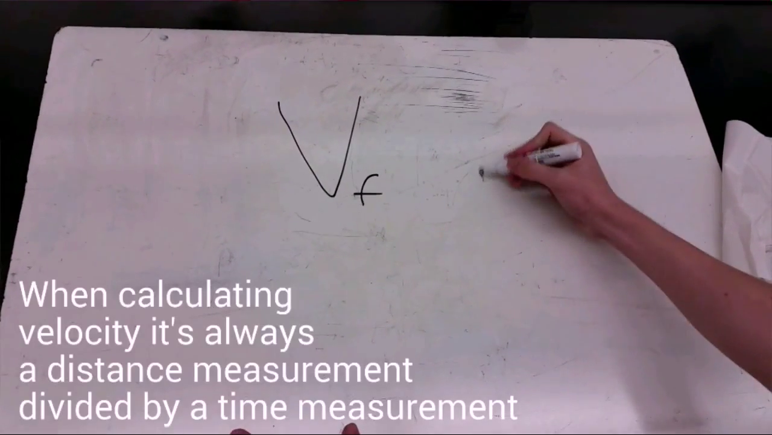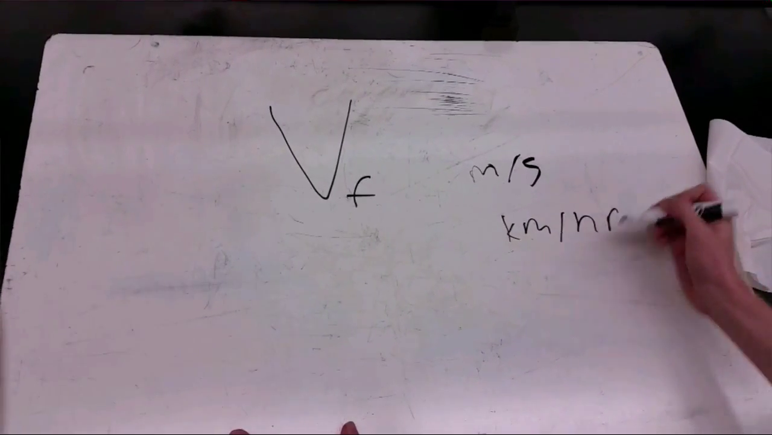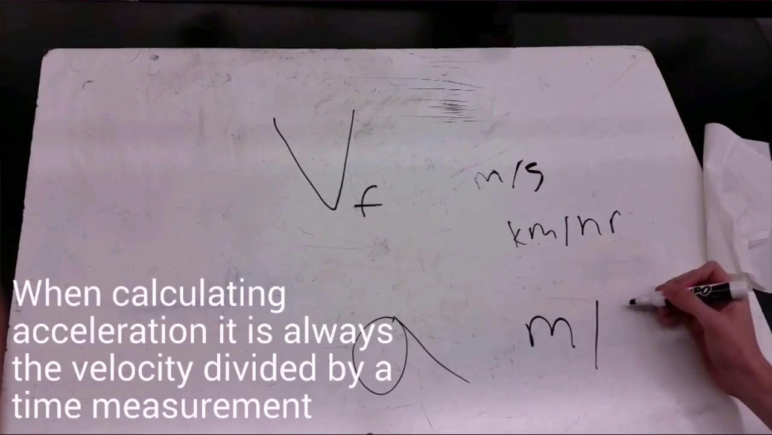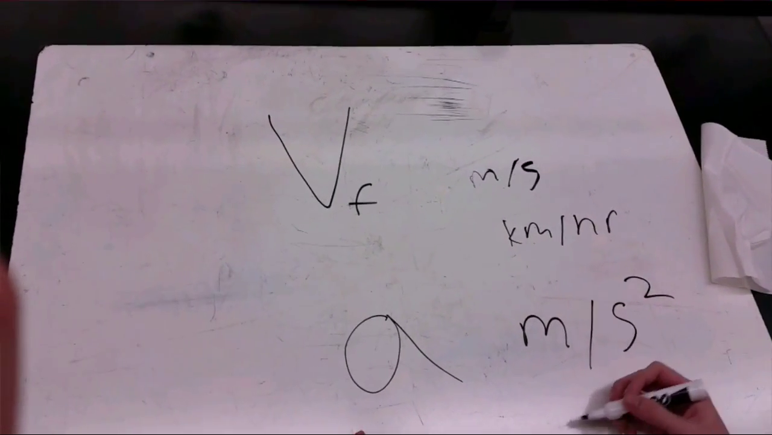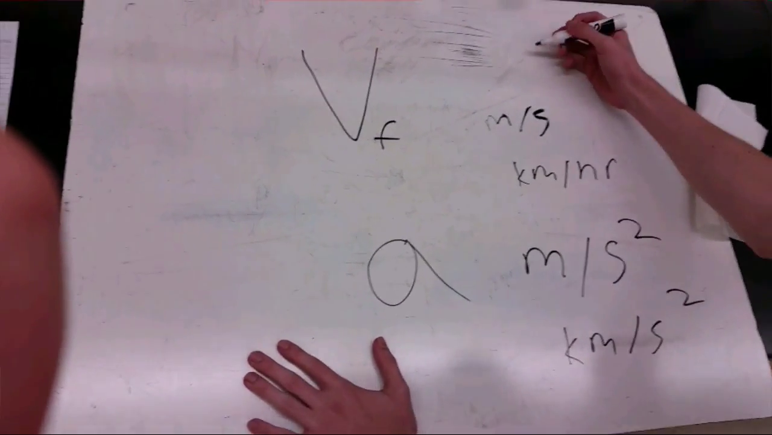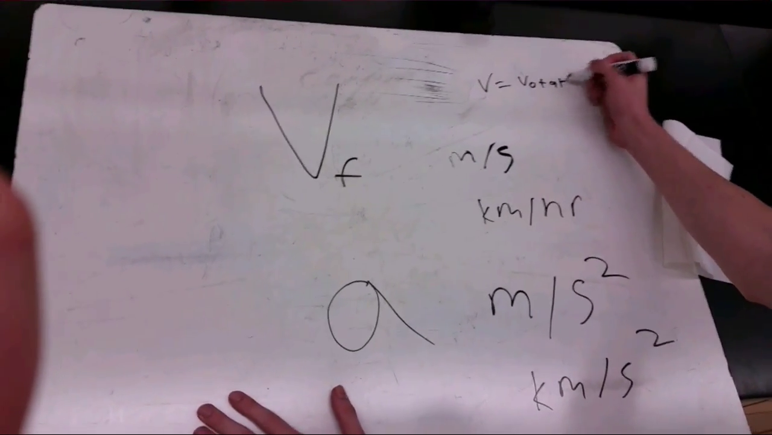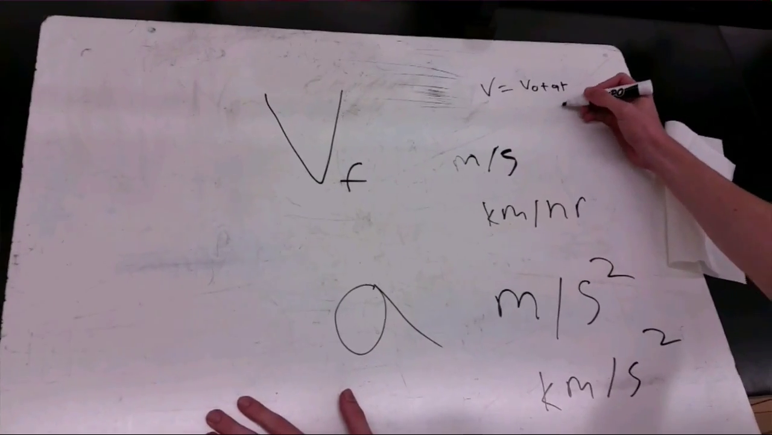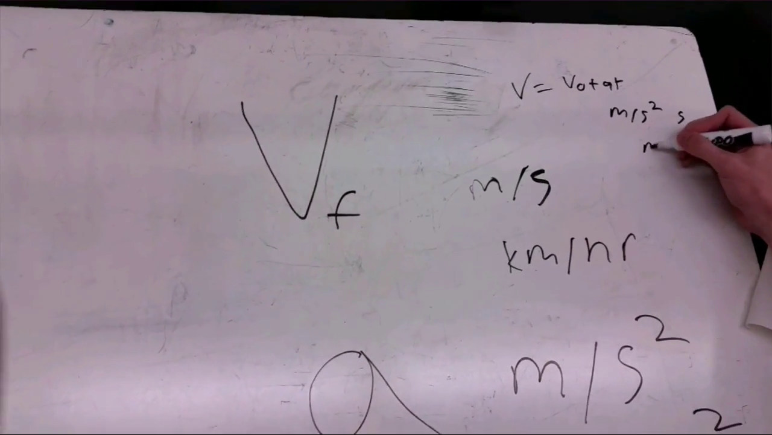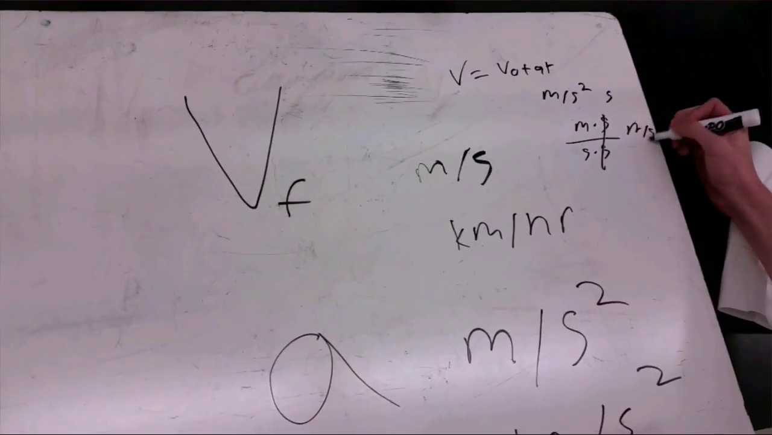And velocity is measured in meters per second, or kilometers per hour, or whatever. And we also learned about acceleration. Acceleration is explained through meters per second squared, or kilometers per second squared. But basically, how we calculate velocity, like we explained earlier, is we do the original velocity plus acceleration times time. And since acceleration is meters per second squared, and time is measured in seconds, one of the seconds cancels out, so you're left with meters per second.